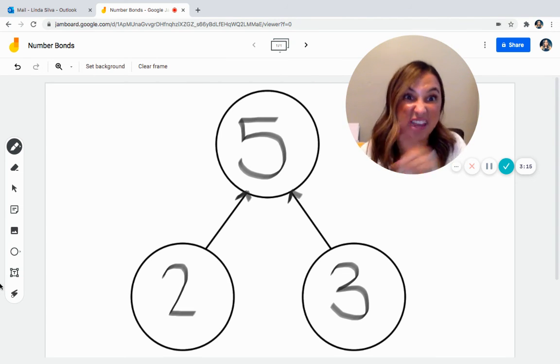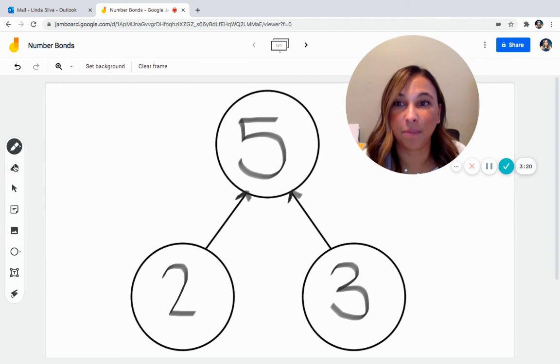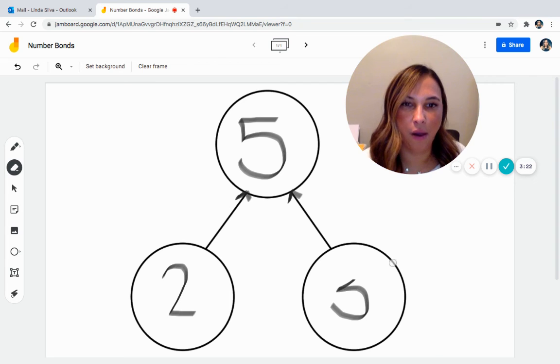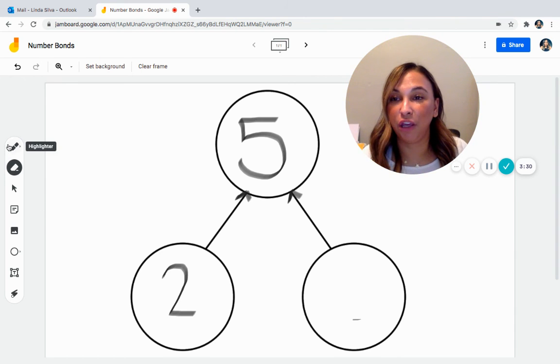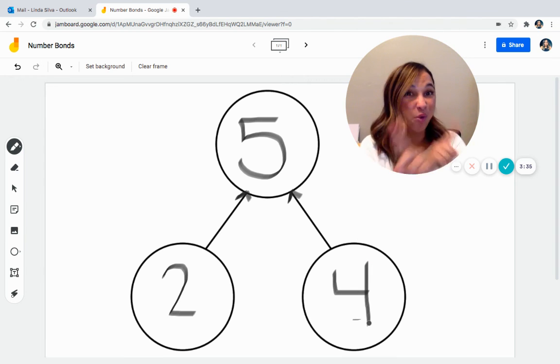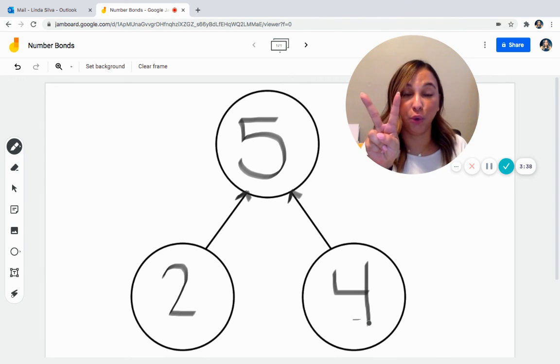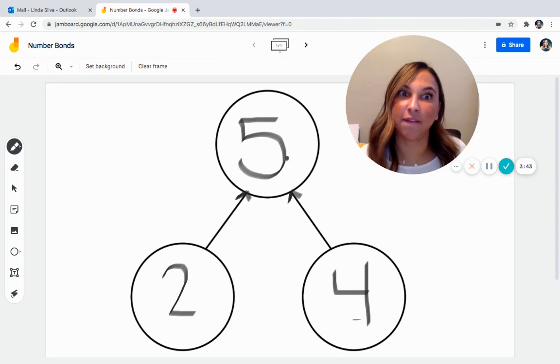So let me give you an example of something that would not work, okay? This is an example of something that is wrong. If you had 5 as your total or your whole, but instead of a 3, you put a 4, that would be wrong because 2 and 4 make 6. And this is a 5, okay? So remember, 2 parts make a whole.